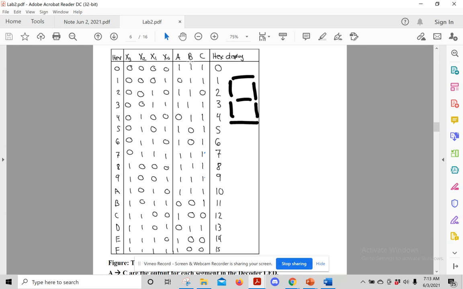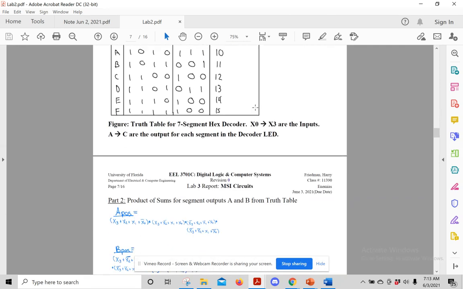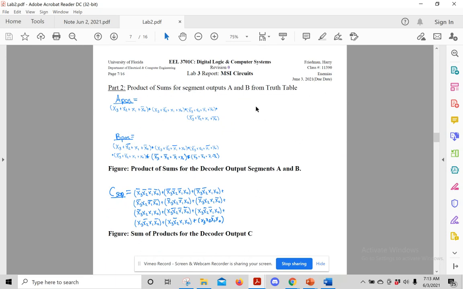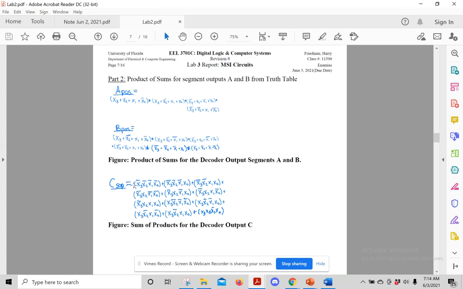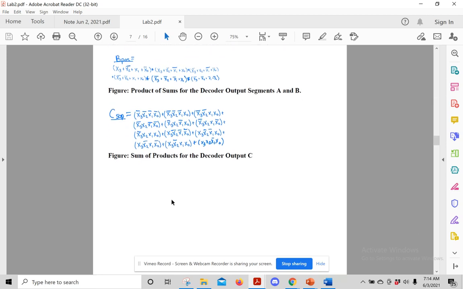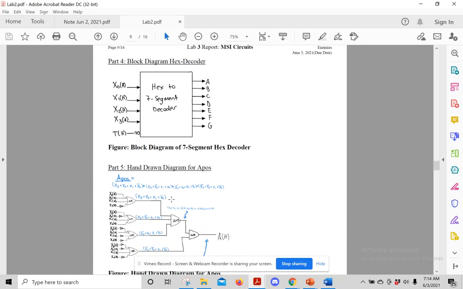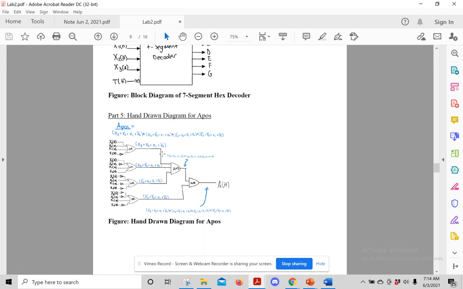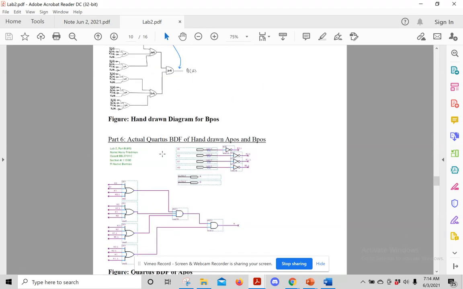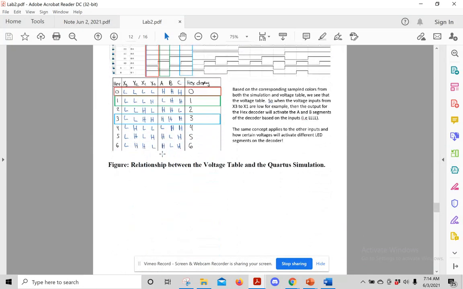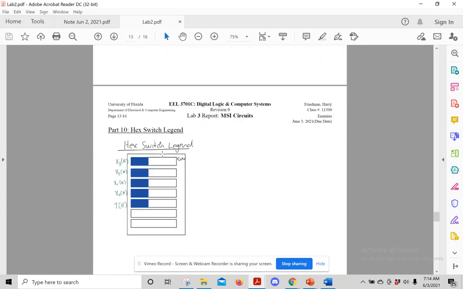In this case, we're only looking at A, B, and C, since that's the only ones we needed to find. So it would be A, B, then C. And then we had to do the products of sums again for A and B, and we did a sum of products for C, just to show that it would still be kind of the same thing. And then we just did the voltage table again. The voltage table does correspond to it. Yep, and that should be it.